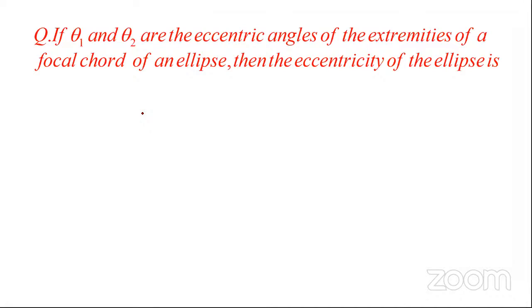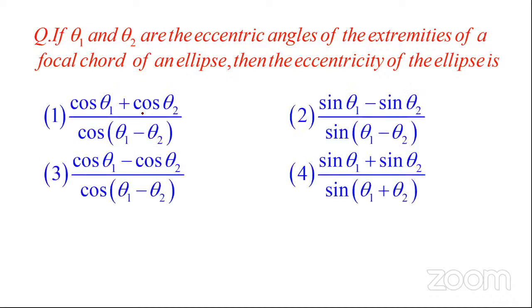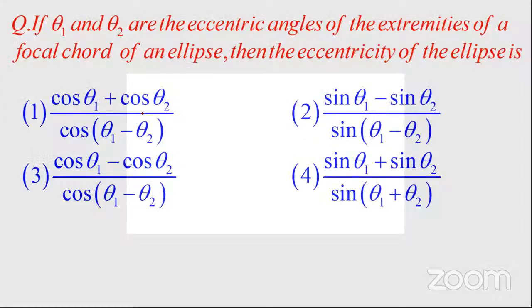If theta 1, theta 2 are the eccentric angles of the extremities of a focal chord of an ellipse, then find the eccentricity of the ellipse. Just use the formula with theta 1, theta 2, that is a cos theta 1, b sin theta 1, a cos theta 2, b sin theta 2. So the eccentric angles are those of the extremities of the focal chord. Then find the eccentricity of the ellipse.